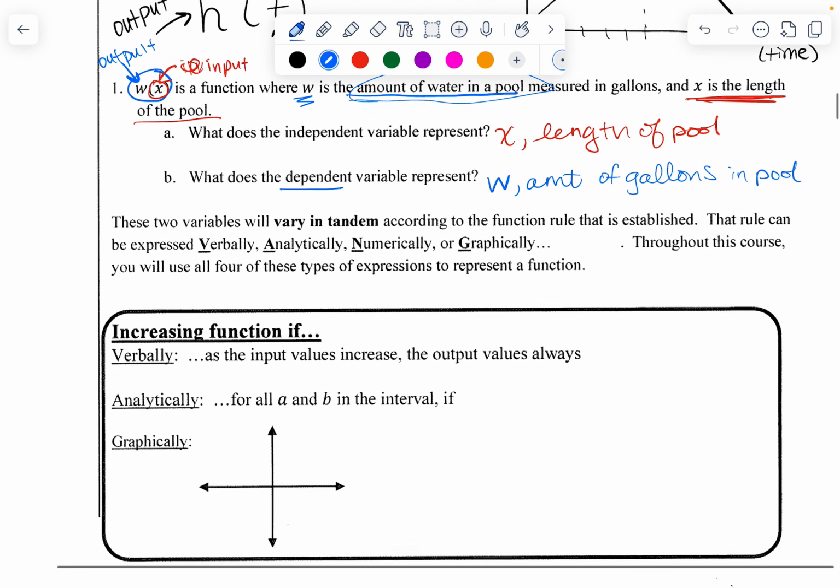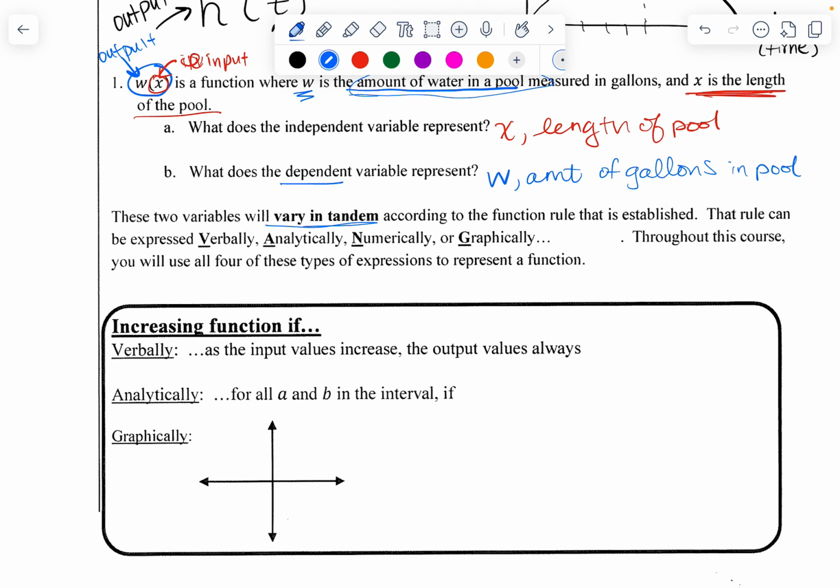Okay? These two variables will vary in tandem. So they'll vary together according to the function rule that's established. This rule can be expressed these ways: verbally, analytically, numerically, and graphically. I also like to call verbally words, and analytically can be algebraically.